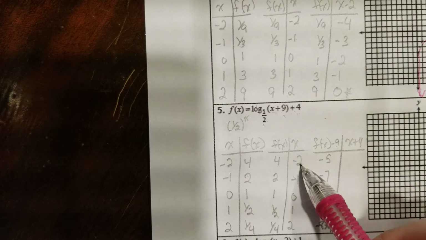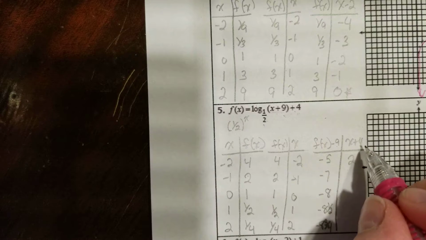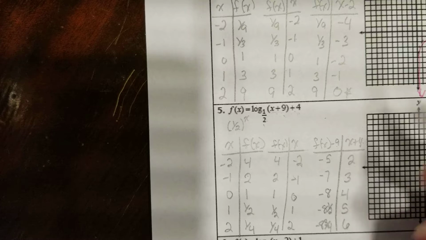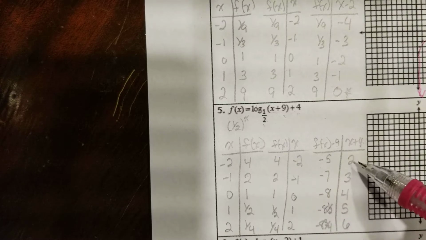All right, and then we have negative 2 plus 4. So we have 2. Negative 1 plus 4 is 3. 0 plus 4 is 4. 1 plus 4 is 5. And 2 plus 4 is 6. So now these are the points that we're going to graph.